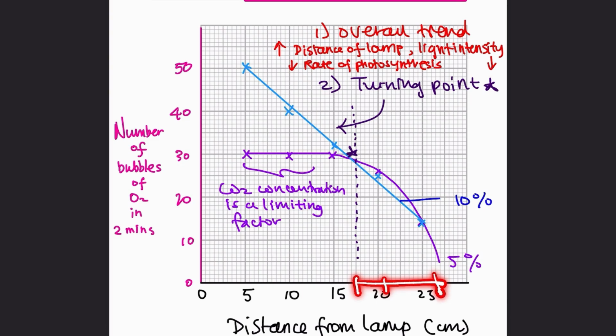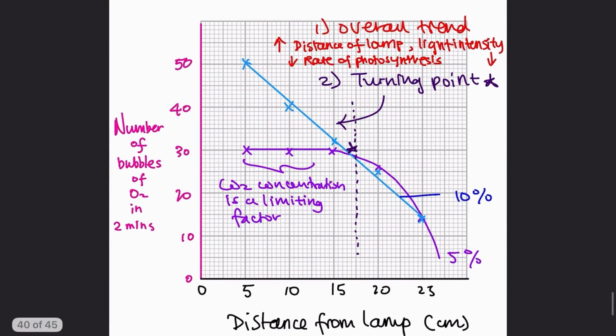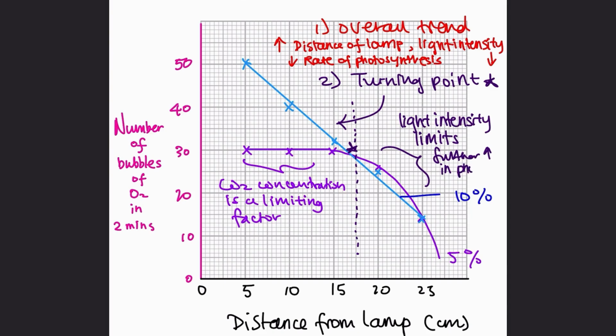And if it's that far away, then what's limiting the rate of photosynthesis now, since the lamp is so far away? So this bit is when the light intensity is limiting it, because it's just too far away. So light intensity is the limiting factor, limiting further increase in rate of photosynthesis. So that's what they're expecting from you.